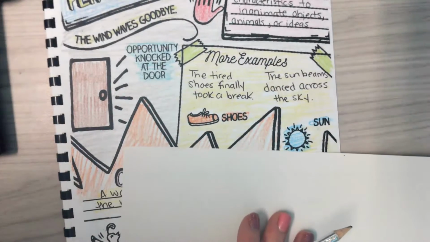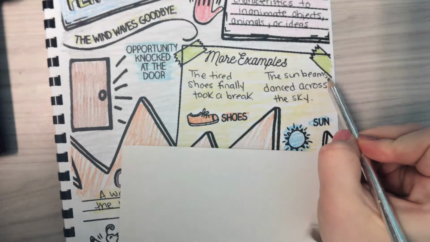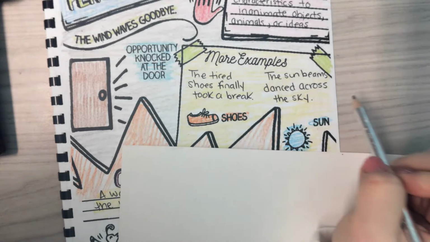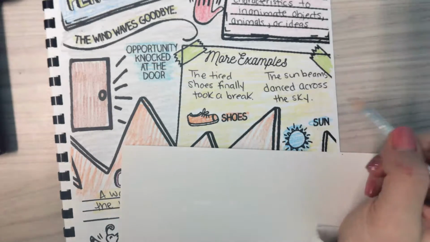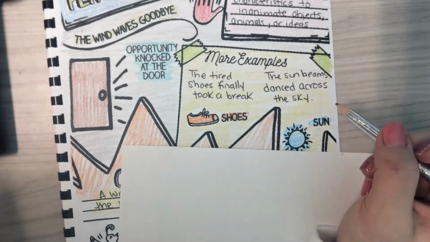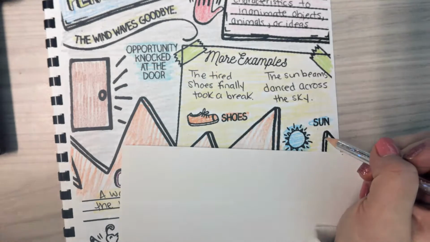Now for this one, for the sun, I put the sunbeams danced across the sky because it was a really sunny day. But just like a pencil, sunbeams don't really dance. It's just the way that we describe them. Humans dance.